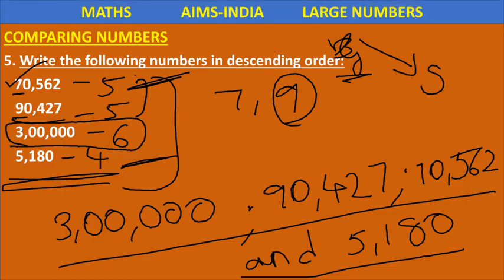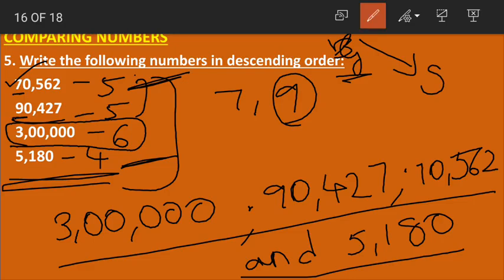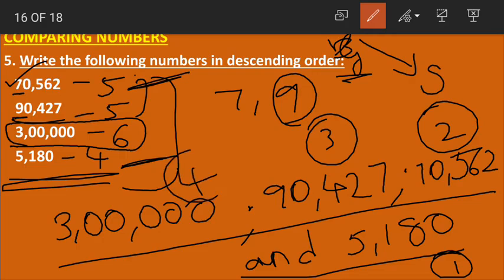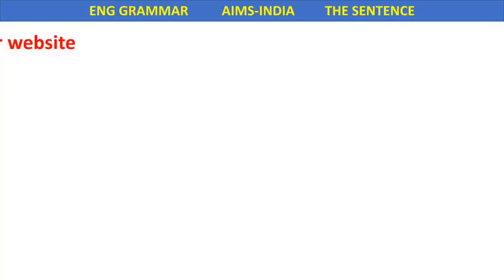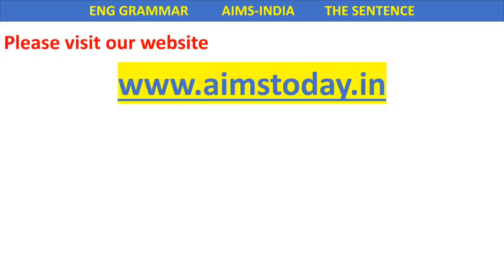Understood, children? Descending order means writing from big to small. Now if the same question is asked to write in ascending order, what should you do? You should write 5,180 in the first place, then this in the second, then this in third, and 3 lakhs in the last place. The reverse of descending order will be the ascending order. Hope you have understood what we have learned today. This is all for today's class.